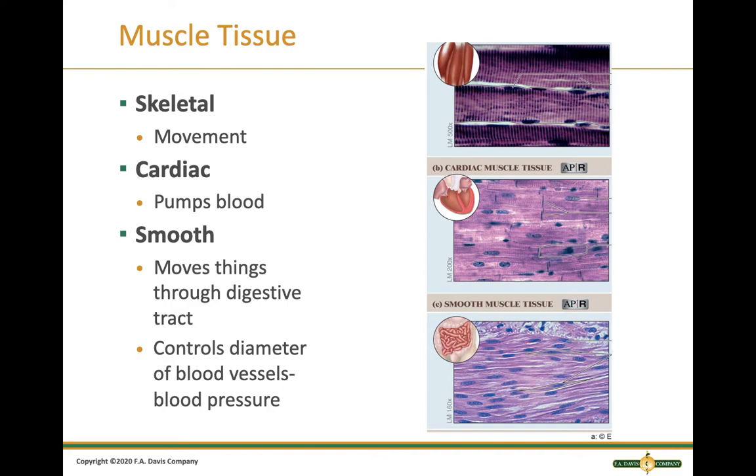So the top picture you see is skeletal muscle. It's good for movement, so that's the muscle that's attached to your bones. That's the only one that's voluntarily controlled. Next is cardiac muscle, which you find in the heart, and it pumps blood. And then that bottom one is smooth muscle. So cardiac and smooth are involuntary. Smooth muscle, you find it lining your intestines, so it moves things through your digestive tract. Also, you find it around your blood vessels, so it controls the diameter of your blood vessels, which helps you regulate your blood pressure.